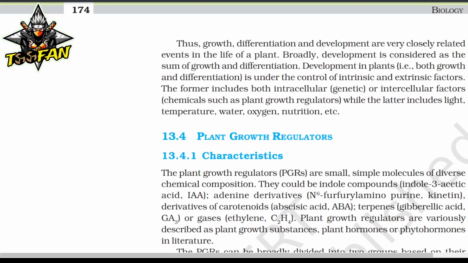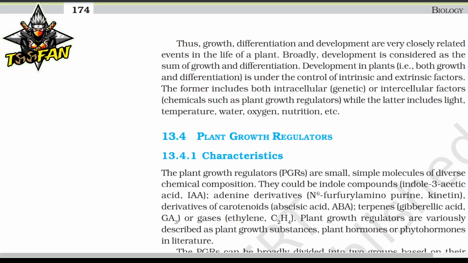Thus, growth, differentiation and development are very closely related events in the life of plants. Broadly, development is considered as the sum of growth and differentiation. Development in plants, that is both growth and differentiation, is under the control of intrinsic and extrinsic factors. The former includes both intracellular or intercellular factors such as plant growth regulators, while the latter includes light, temperature, water, oxygen and nutrients, etc.